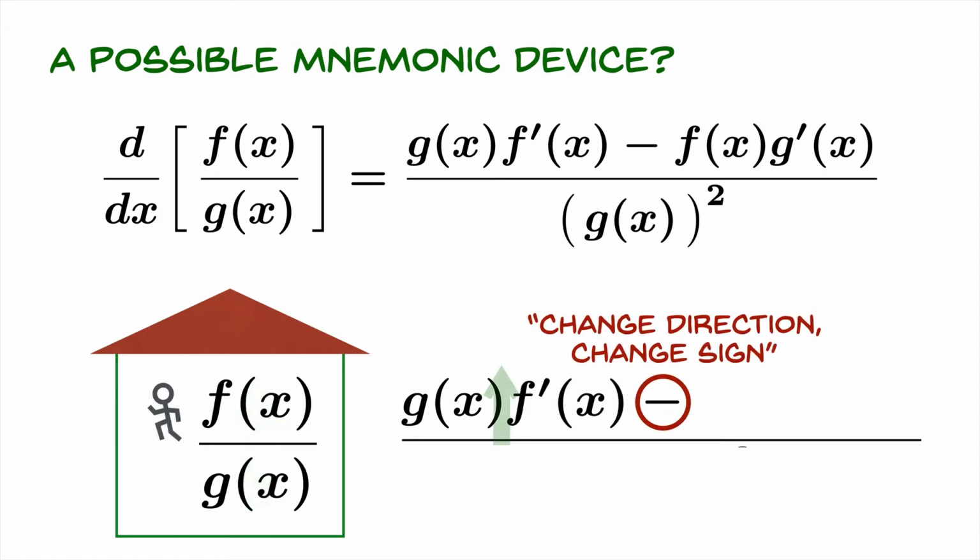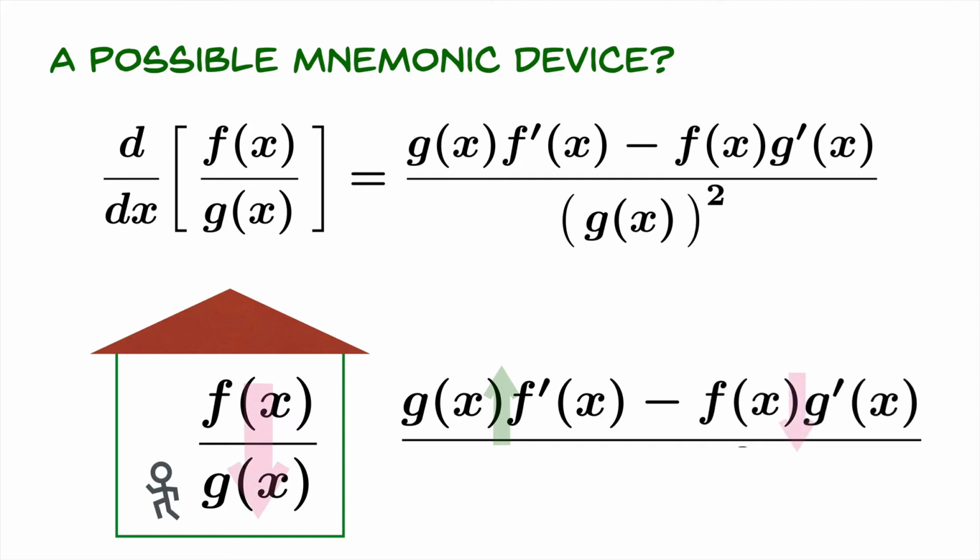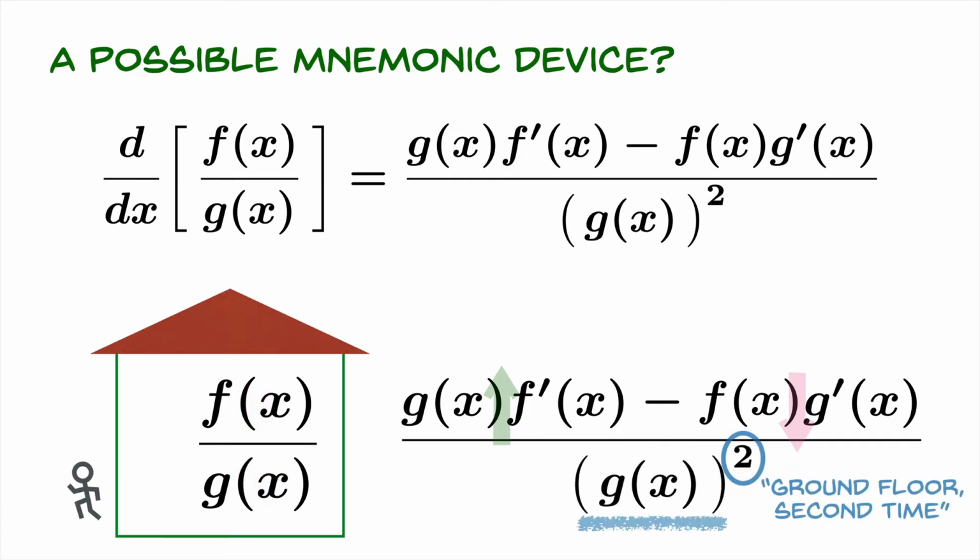Then you're going to change directions, and that's going to be indicated by your change of sign. And you're going to take the function in the top floor and bring it down and multiply it by the derivative in the ground floor, g prime of x. And now you're on the ground floor for the second time. And so g of x there in the ground floor position squared is what I think of there. And that's how I remember it. It's a little weird, but if it's helpful to you, great. If not, figure out a different way. But this is a formula that you really need to know.